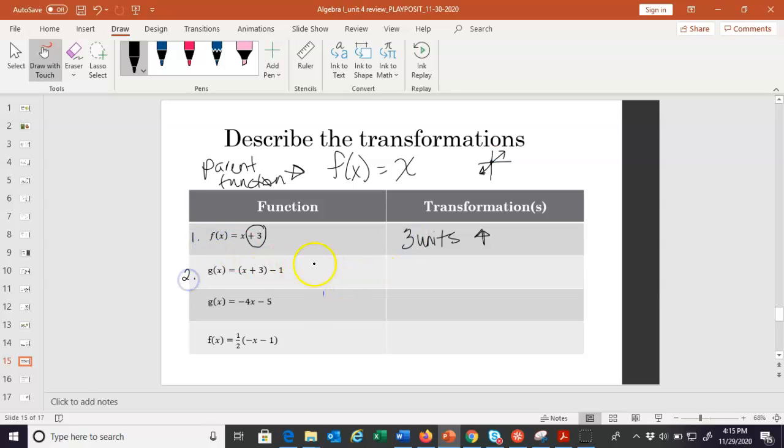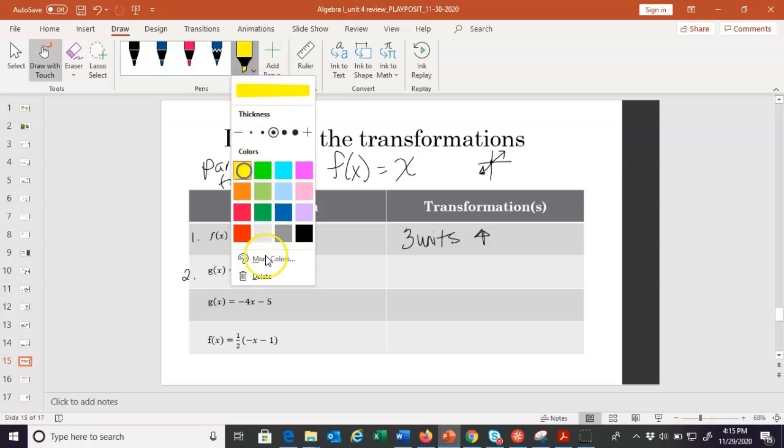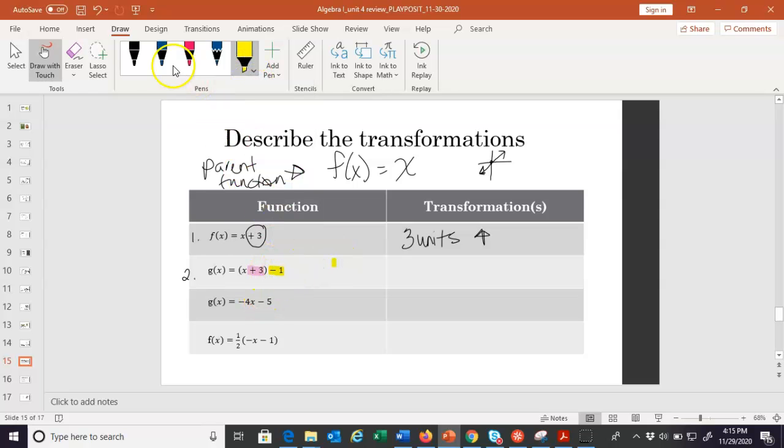Let's look at number 2. We have 2 things happening, right? I see a plus 3 here and a minus 1. The plus 3 is going to make it go 3 units to the left. Remember, that's inside the parentheses, that's the horizontal shift, so you take the opposite. And 1 unit down. This number is our vertical shift, just like the 3, and you take it for what it is, because it's not inside of a parentheses.